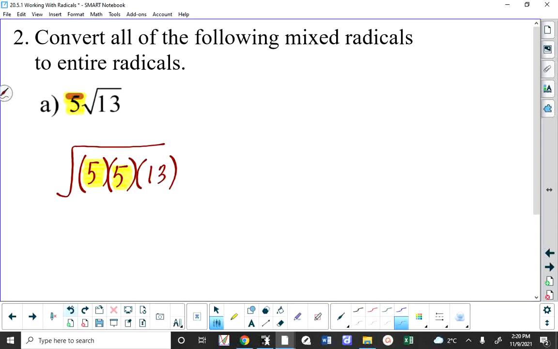So 5 root 13 is a mixed radical. The entire radical, how can I forget what I just said? 425? 325, thank you. Root 325.